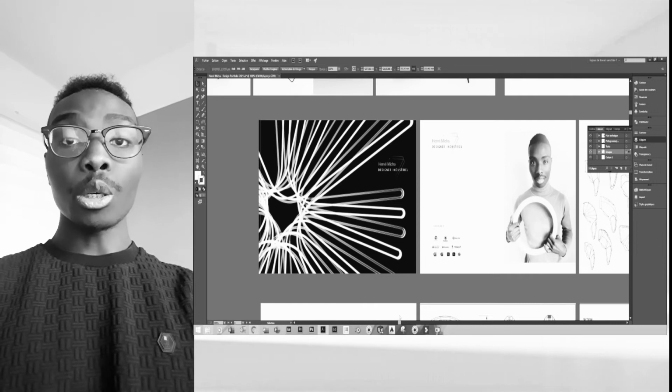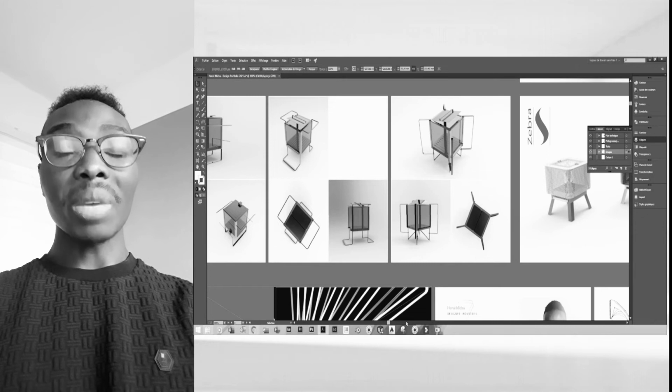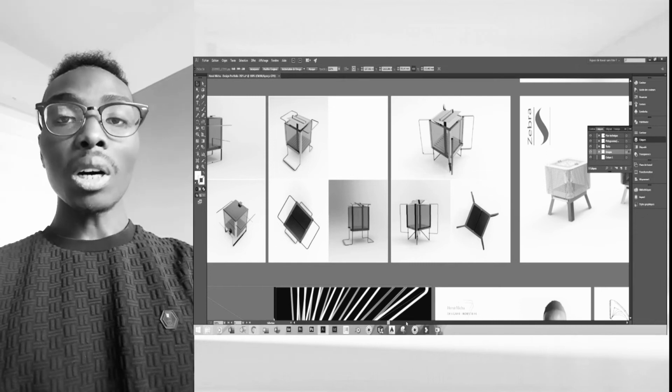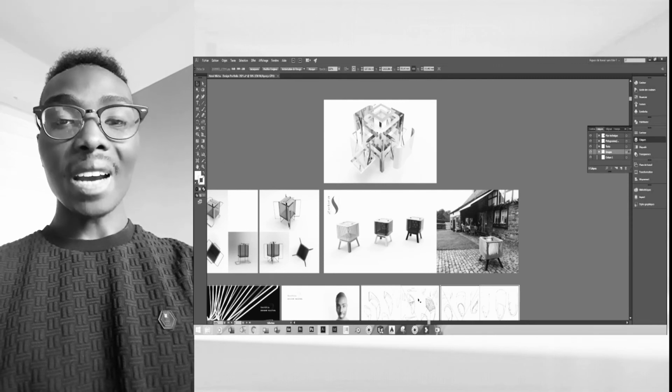Don't forget, your portfolio is your shop window. It's very required for meetings and interviews. If you are a student or if you want to start a career, you need a design portfolio.